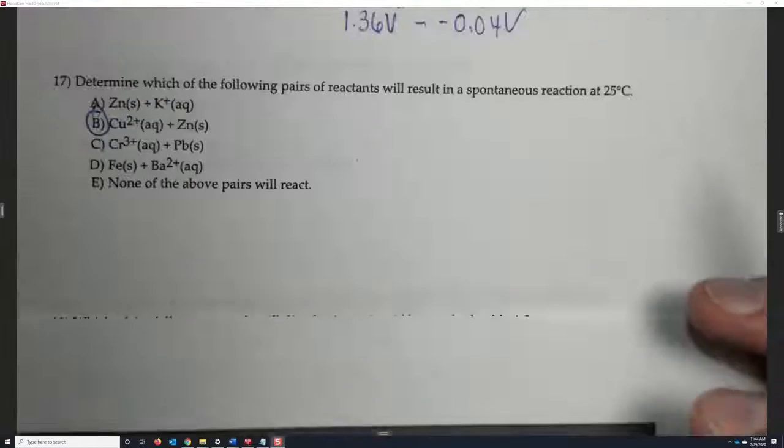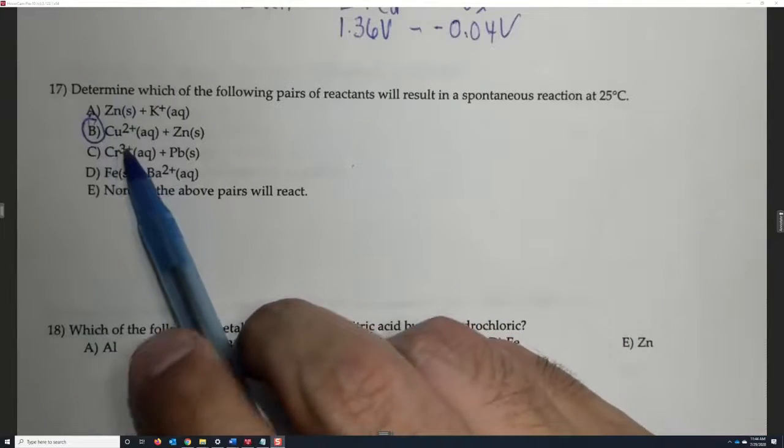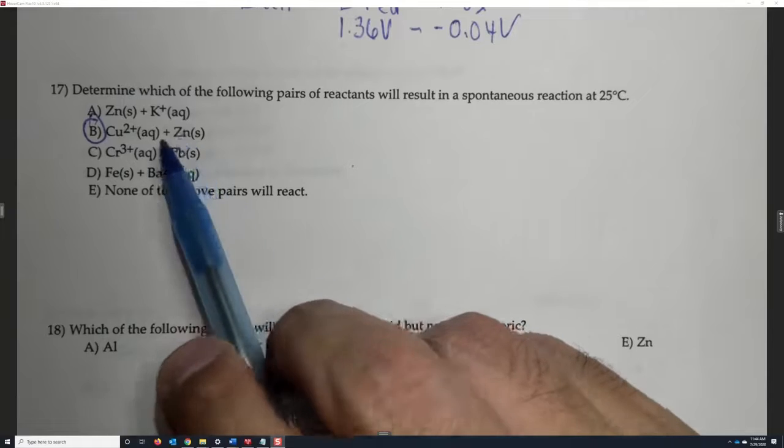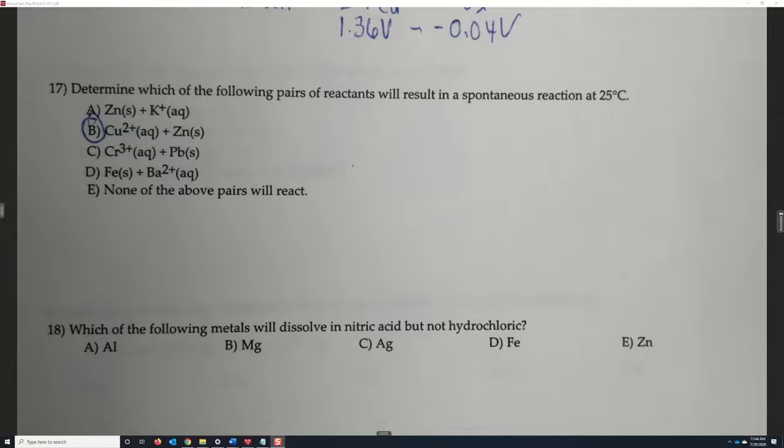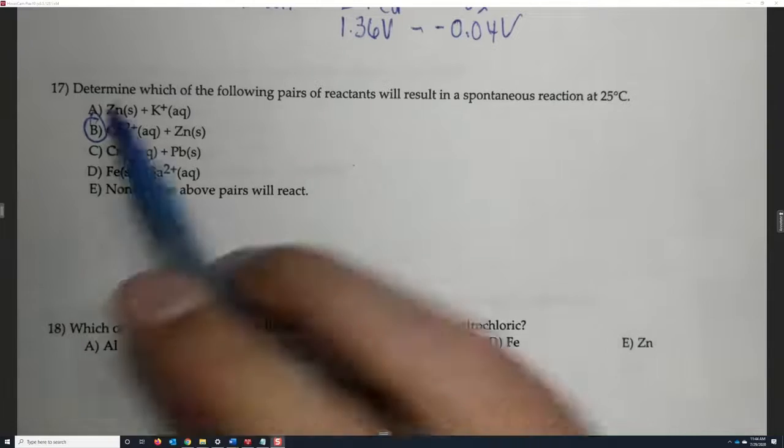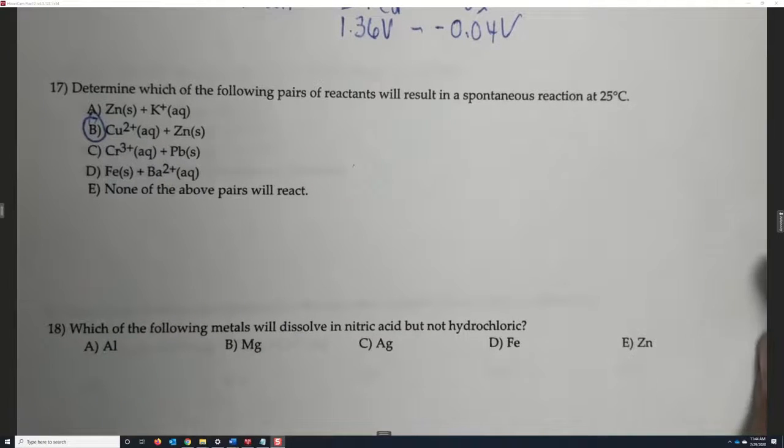In fact, at UAlbany, this is a reaction that we do. All right, we take copper 2+. I think we use magnesium now, but zinc would work as well. And basically, you can precipitate copper metal in this way if you have a copper sulfate or whatever solution.